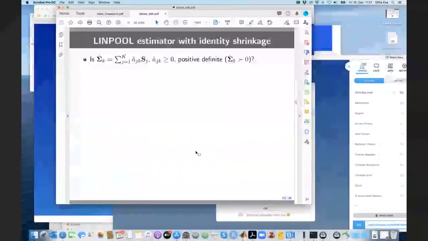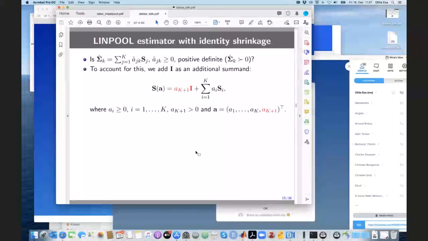So now the question that remains is: is the estimator that we are looking at always positive definite? And actually, it's not necessarily, and that's why we are not satisfied with that estimator, but we add another term, an identity matrix, and then we find the weights that minimize the mean squared error.